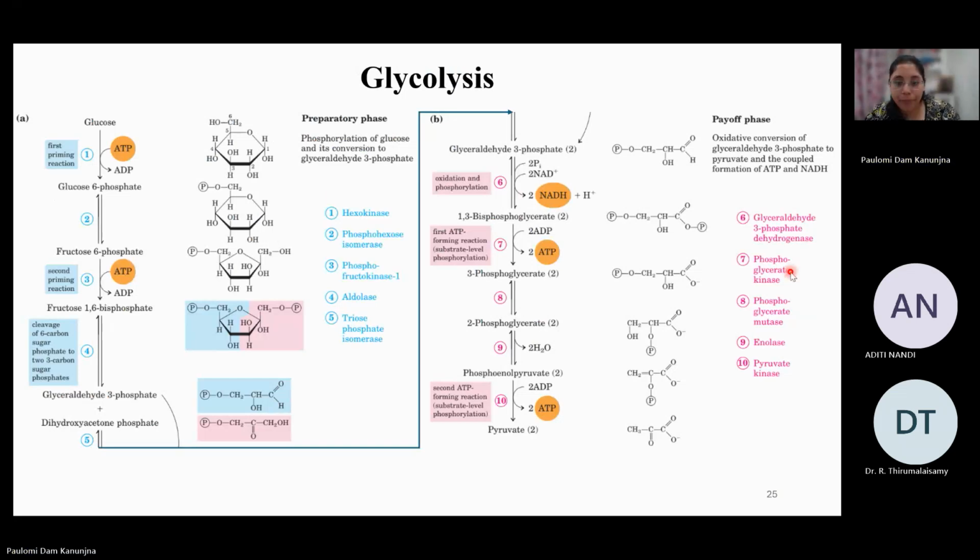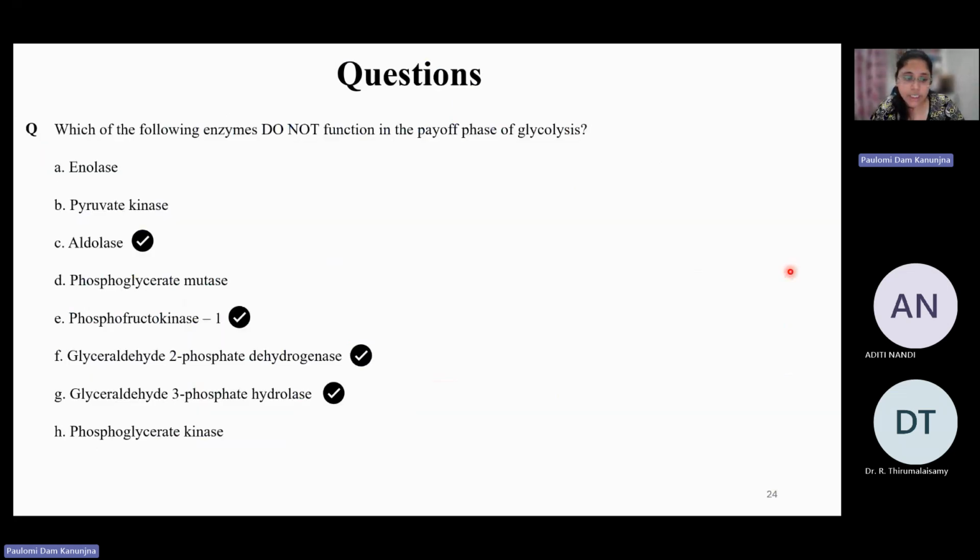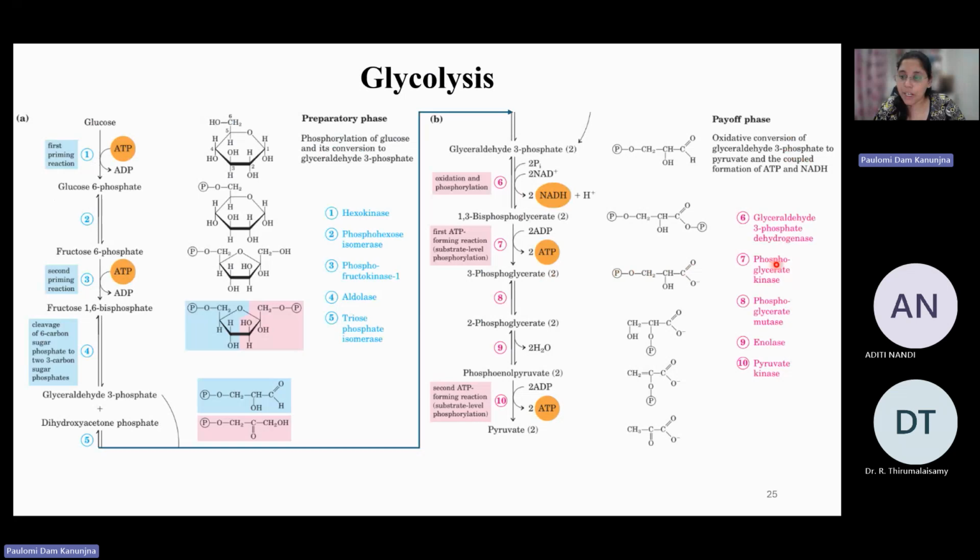So this is what you need to pick: C, E, G, H. H is phosphoglycerate kinase, which is part of the seventh reaction, which is here. The first substrate level phosphorylation is because of phosphoglycerate kinase, right?